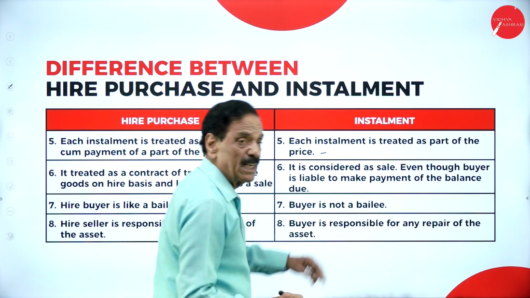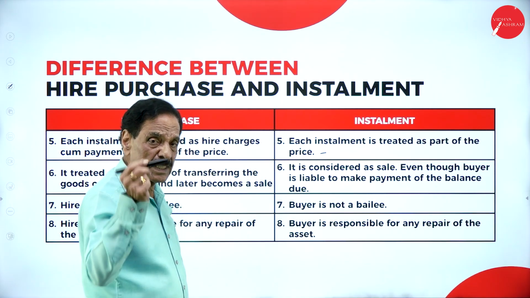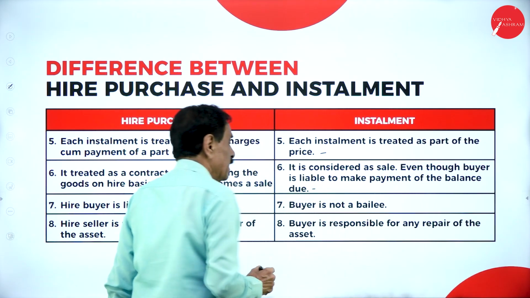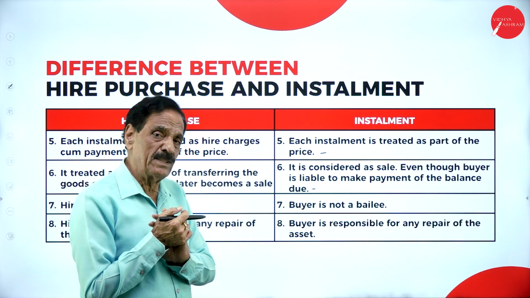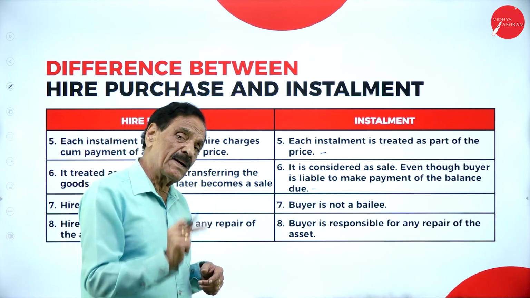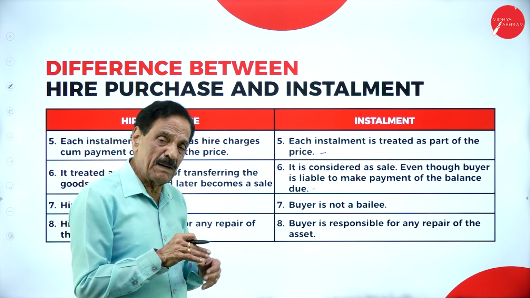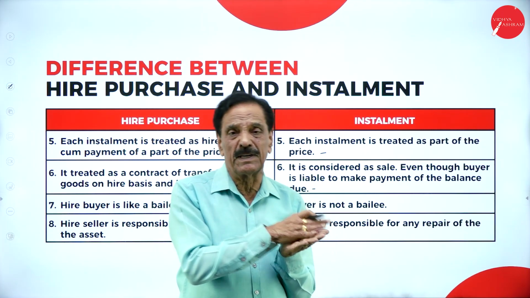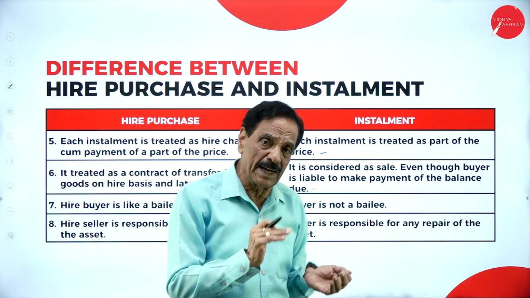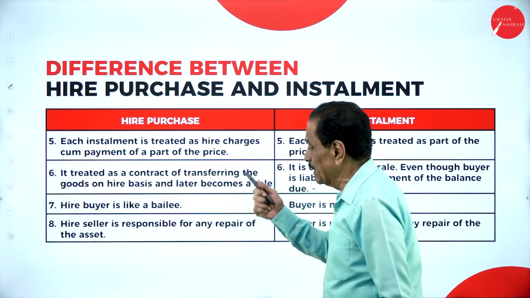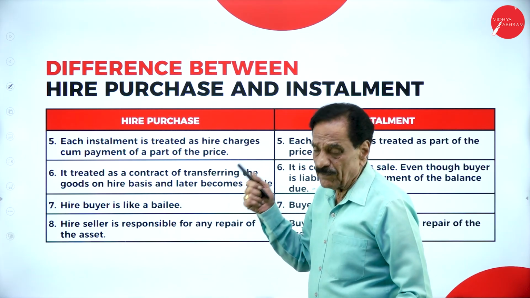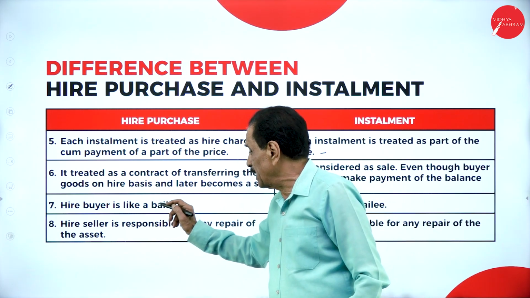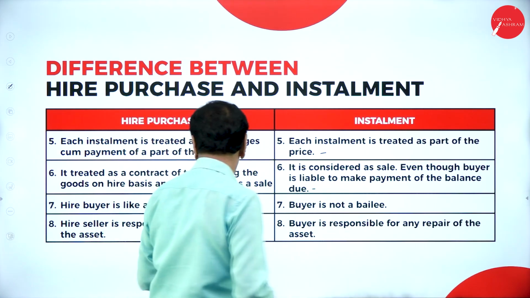In installment purchase, it is considered a sale at the time of down payment. Even though the buyer is liable to make the payment of the balance, which he has not yet paid, the buyer already becomes the owner at the time of the down payment. The agreement takes place and the goods pass from seller to the buyer. At the time of the down payment itself, the ownership is also transferred here. But in the case of hire purchase, it is not so. Only after the payment of every installment does he become the owner. Hire buyer is like a bailee; installment buyer is not a bailee.